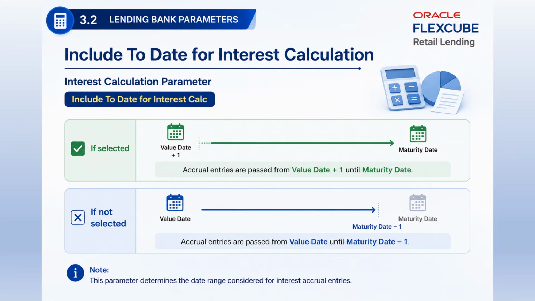One of the bank-level parameters is include to date for interest calculation. If this option is selected, accrual entries are passed from value date +1 through maturity date. If the option is not selected, accrual entries are passed from value date through maturity date -1. So the selection directly determines the date range used for passing the accrual entries. Notice the important difference. When selected, the calculation starts from value date +1, not from value date. Value date +1 through maturity date. This is the corrected wording we established from the manual.